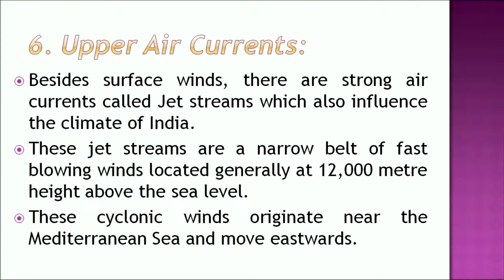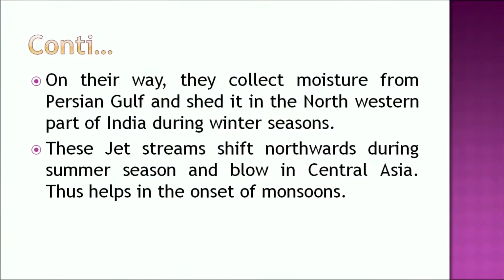Upper air currents also influence the climate system of India. Besides the surface winds, there are strong air currents called jet streams, which also influence the climate of India. These jet streams are a narrow belt of fast-blowing winds located generally at 12,000 meters height above the sea level. These cyclonic winds originate near the Mediterranean Sea and move eastward. On their way, they collect moisture from the Persian Gulf and shed it in the northwestern part of India during the winter season. These jet streams shift northward during summer season and blow in Central Asia. This helps in the onset of monsoon.